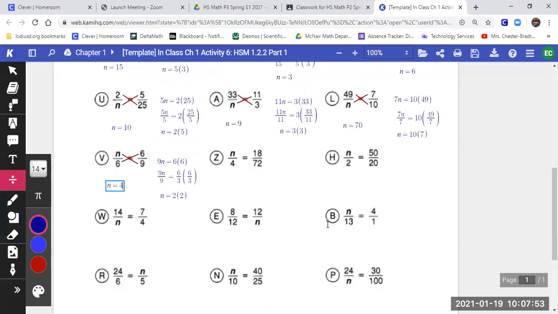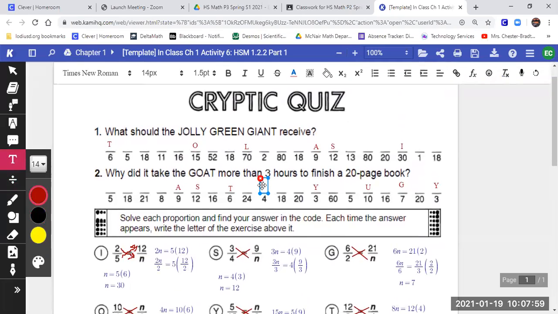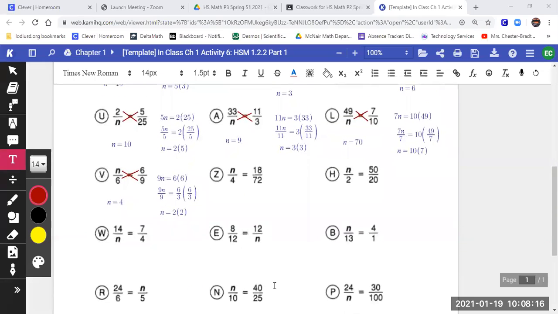So anywhere we see the number 4, we're putting the letter V. I see 1. Do you see any other ones? I don't. Trying to look at what number is the most. All right.